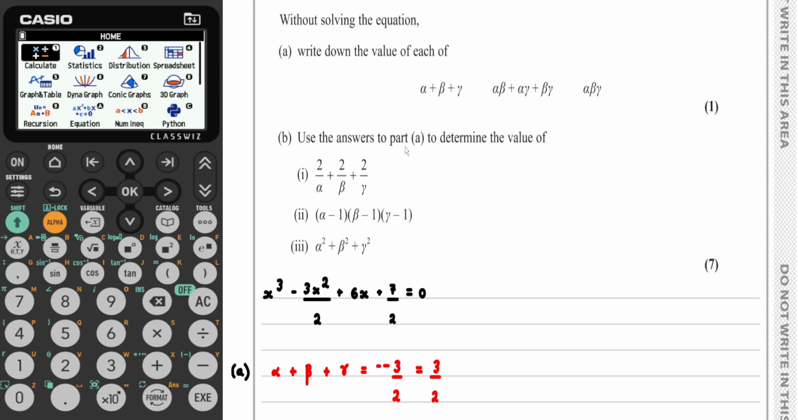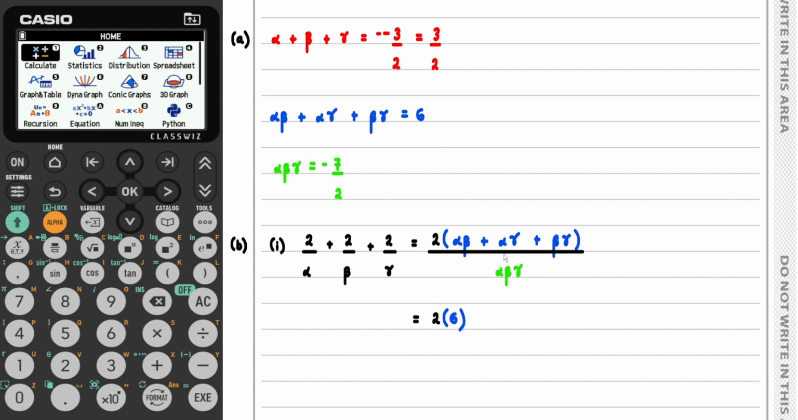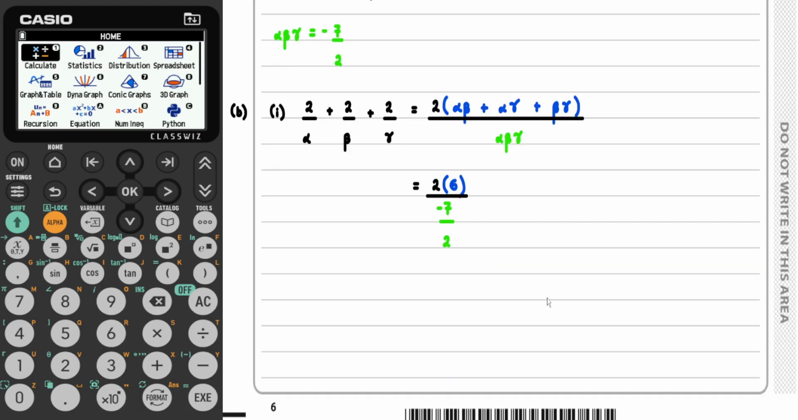Part B. Use the answers to part A to determine the value of the following. For the first part, we have 2 over alpha plus 2 over beta plus 2 over gamma. That is equal to 2 multiplied by alpha beta plus alpha gamma plus beta gamma all over alpha beta gamma. And therefore we have 2 multiplied by 6 over negative 7 over 2. And that's equal to negative 24 over 7.